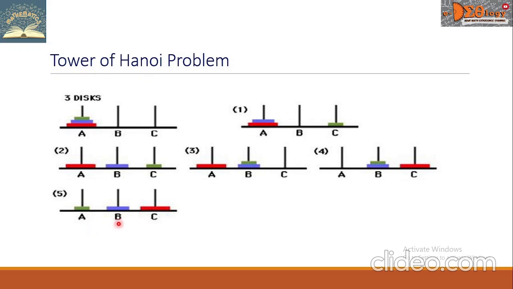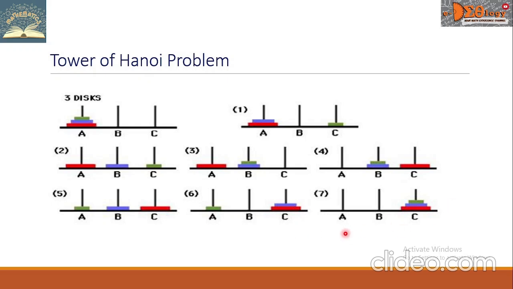On the sixth move, we are going to put this blue disk on top of the disk in C. So, we have it like this. And the seventh move, the smallest disk we will put on peg C. Now, the problem is solved. We can see that for 3 disks, we need 7 moves to complete the Tower of Hanoi problem.